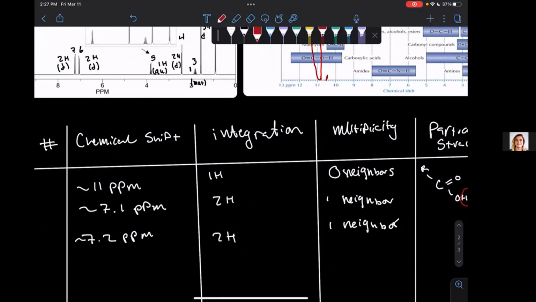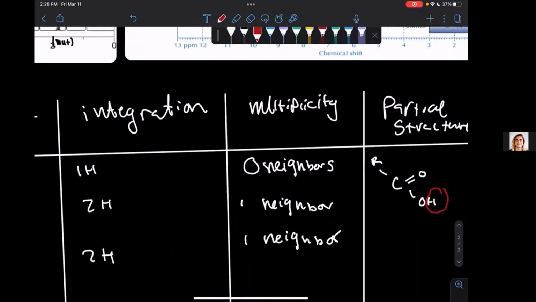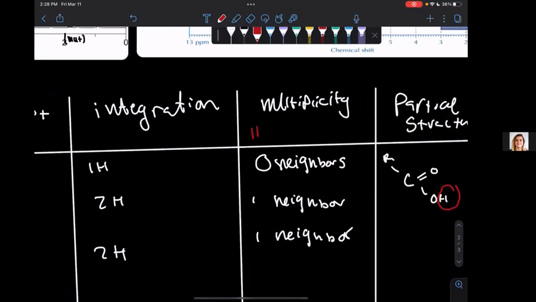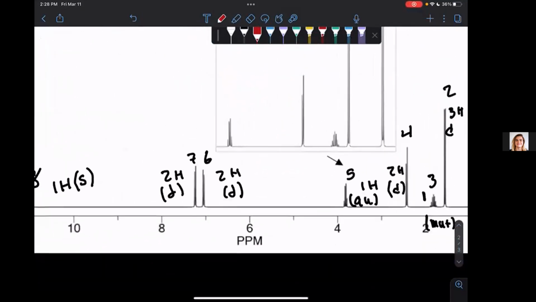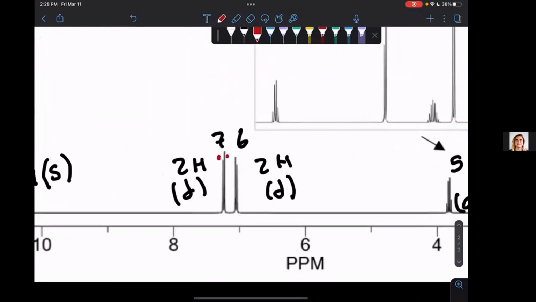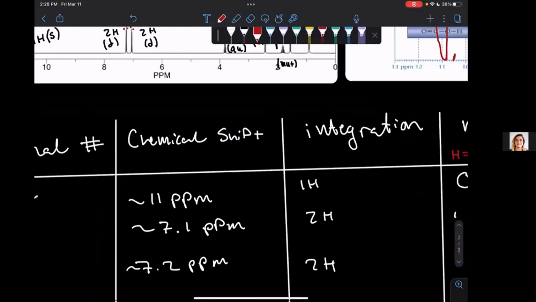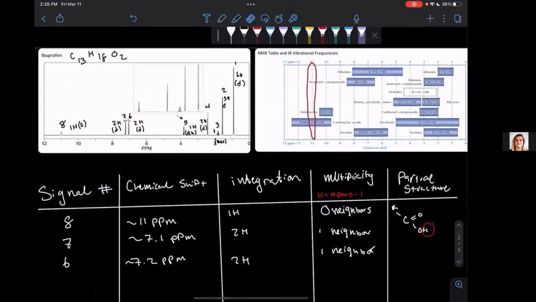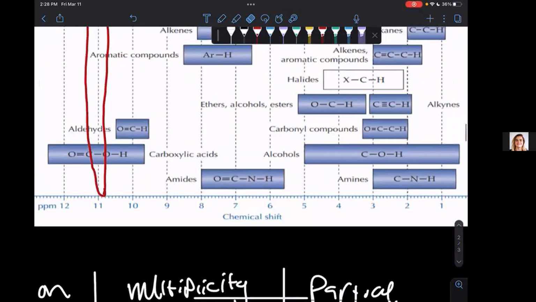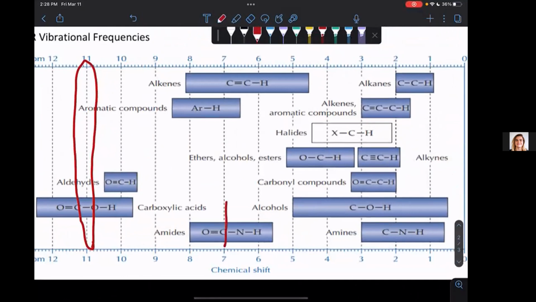And multiplicity can often be confusing. I like to use a formula, and that's going to be number of hydrogen neighbors is equal to number of peaks minus 1. So once again, here we're going to see 1, 2, 1, 2. So minus 1 is going to give us 1 neighbor hydrogen. So we're going to look at our data once again. So we're looking at 7.1, 7.2. So we're going to be sitting right about here.